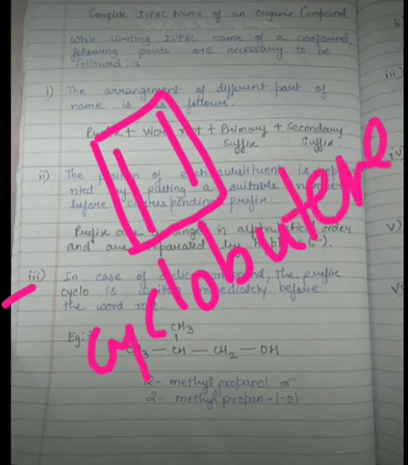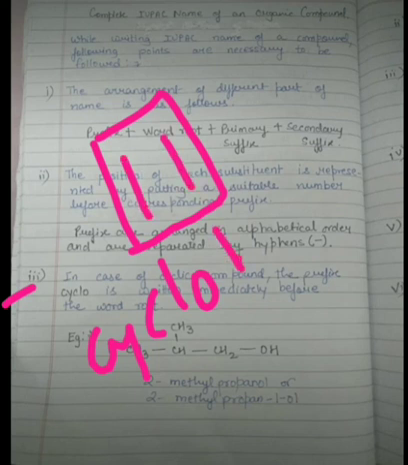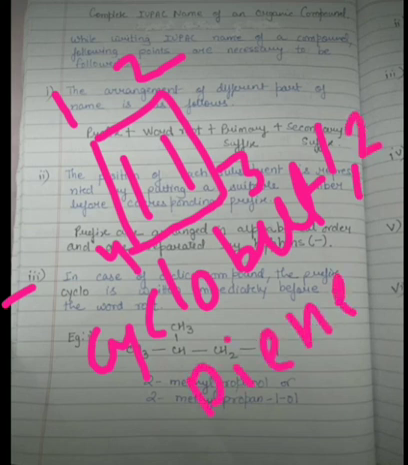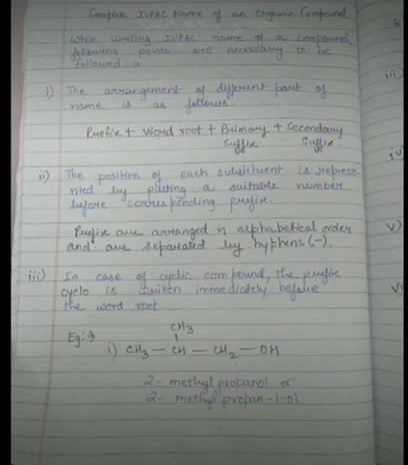Suppose there are 2 double bonds, then what you will do is write cyclobut, and you have to position them. So suppose this is 1, 2, 3 and 4, then 1,2-diene. In this manner you have to name the compounds.